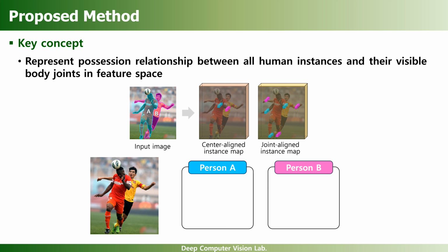For example, the model can know that this elbow belongs to person A, and this elbow belongs to person B. And the owners of other body parts can be distinguished in a similar way.